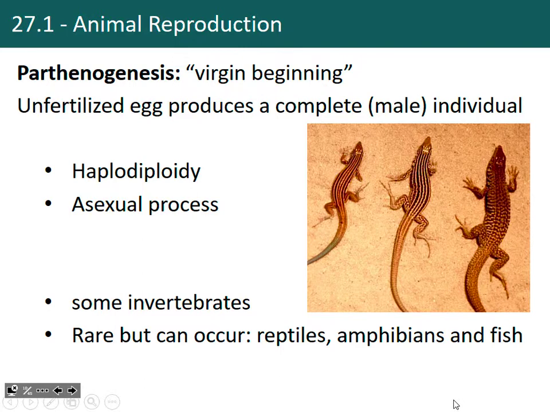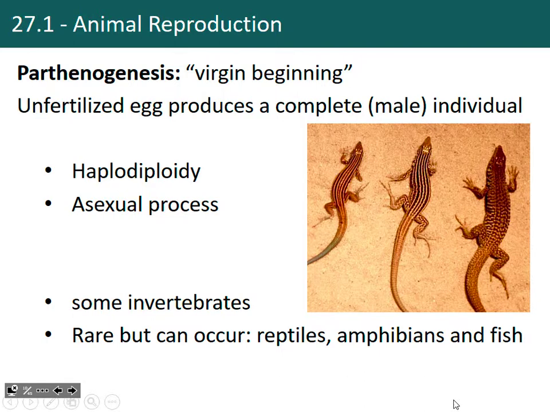Right? So another type of asexual reproduction we see is parthenogenesis. In the word parthenogenesis, genesis means beginning. So this is a virgin beginning. We don't need to provide our human perspective to that. Basically, what this means is that unfertilized eggs can produce a complete functional individual, and that individual is almost always male. I don't know of any cases where it's not male. And so an unfertilized egg will become a male, a fertilized egg will become a female.